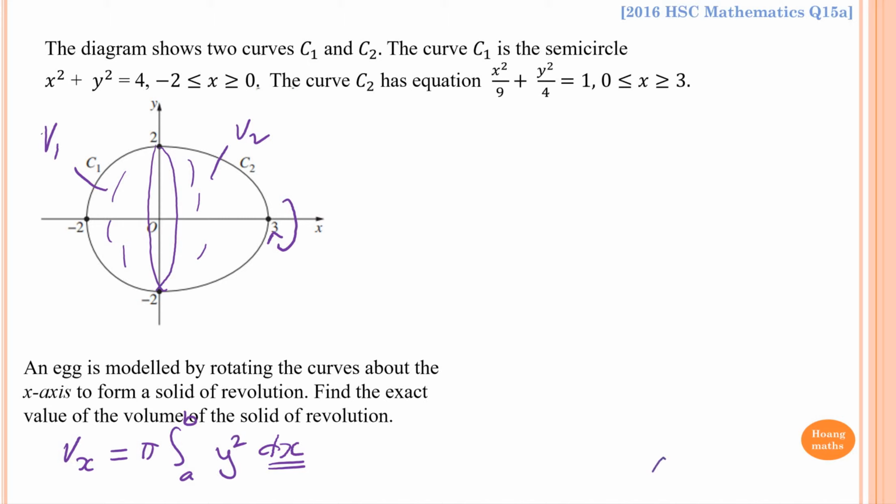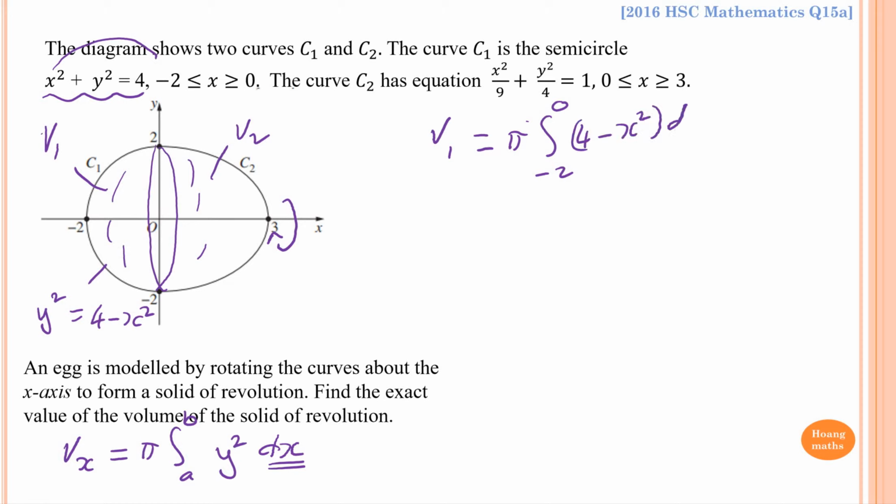So let's find volume 1 first. Now the equation for volume 1, which is C1, is this. So we know that y squared must equal, I move the x to this side, 4 minus x squared. So let's rewrite this. So all I need to do now is V1 is pi, integrate from minus 2 to 0 of y squared, which is 4 minus x squared, dx.